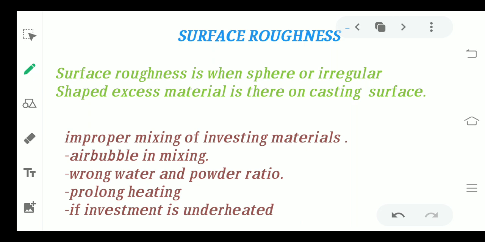Moving to the next one, surface roughness. Surface roughness is when there is spherical or irregular shaped excess material on the casting surface. Improper mixing of the investment material can be a cause. Air bubbles can get in at the time of mixing if you didn't mix properly, and if you're doing hand mixing, there is a high chance that you can have air bubbles, which can lead to surface roughness. Taking the wrong water powder ratio can be another cause. Prolonged heating can be another cause, and sometimes underheating the investment material can also be a cause of surface roughness.